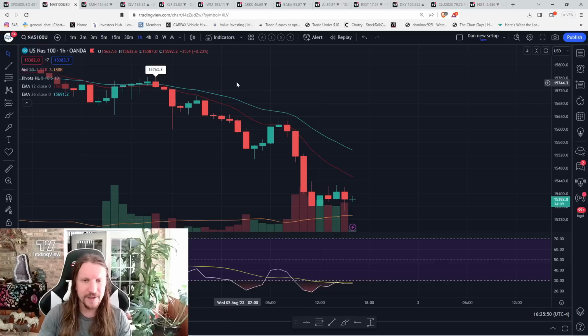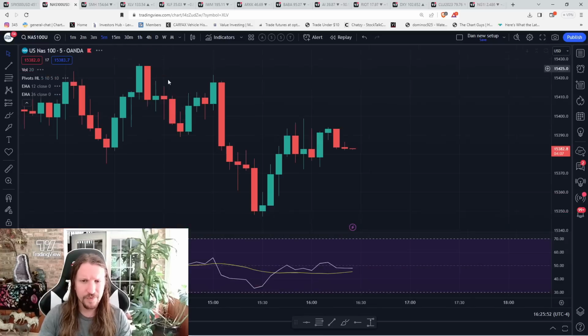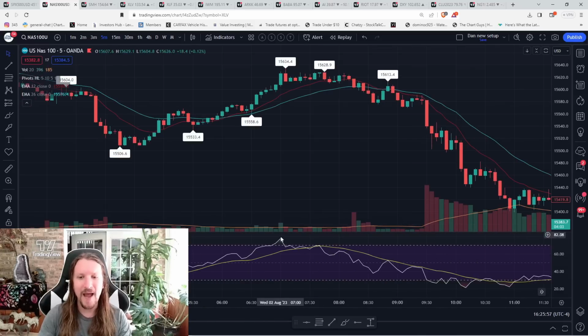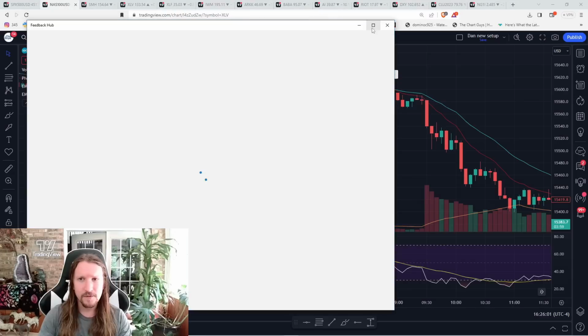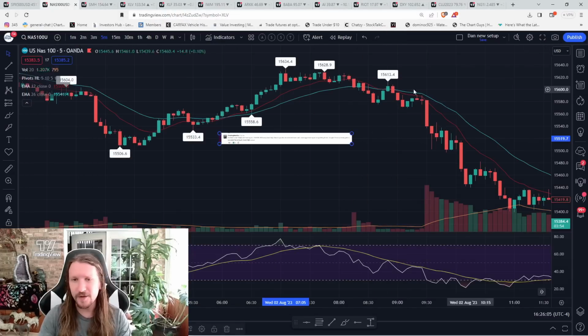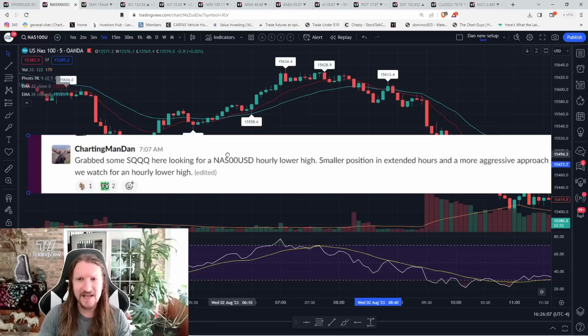And I made my entry with real good timing. And the reason for that timing was 5-minute RSI got overbought, so I shorted. And that was at 7:07.